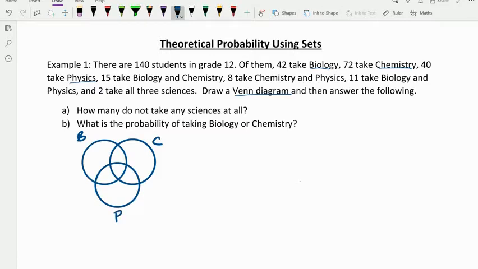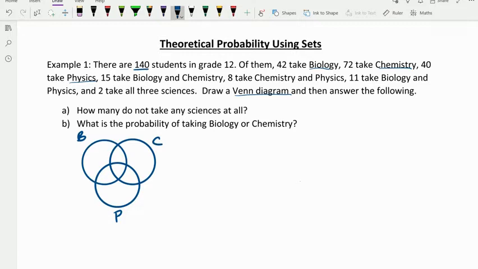The next thing is to look at these numbers that we're provided with. So we know that we have 140 students in total. We know that 42 of those take biology, 72 of them take chemistry, 40 of them take physics. Now, if we look at that total, 42 plus our 40 is 82 plus 72, we're up above the 140 students. So what's going on here?